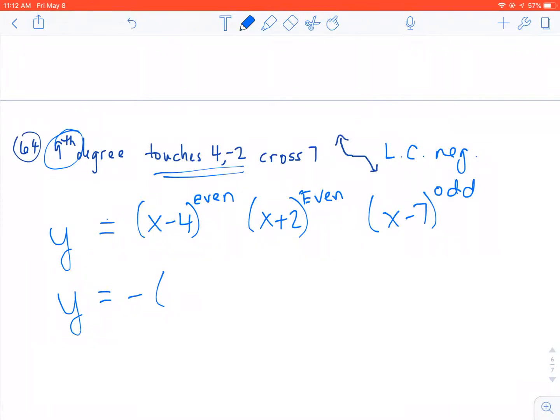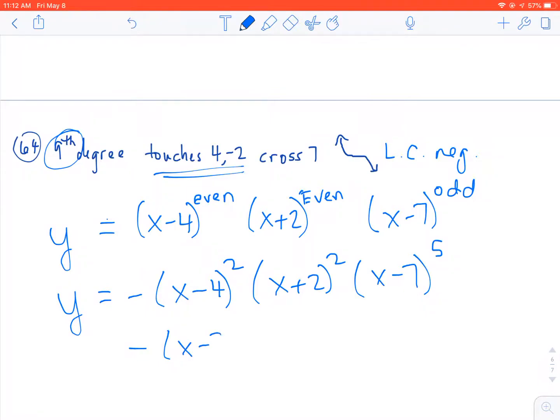So negative, let's just start with x minus 4. I'm going to make this 2. x plus 2, I'm going to make 2. That makes a total of 4. So then I would make x minus 7 to the 5th power. But it doesn't have to be that one. I could have had negative, x minus 4 to the 4th power, x plus 2 to the 2nd power. That makes 6. And so then I need 3 more, which would be here. So there's a whole host of answers. It's multiple choice. You just have to pick the right one.